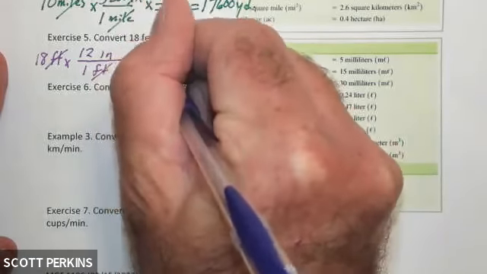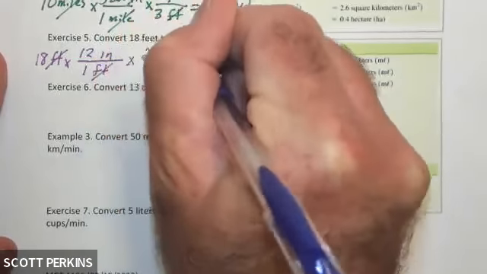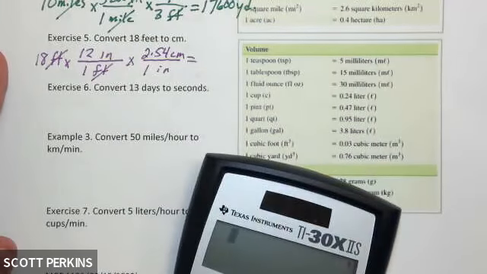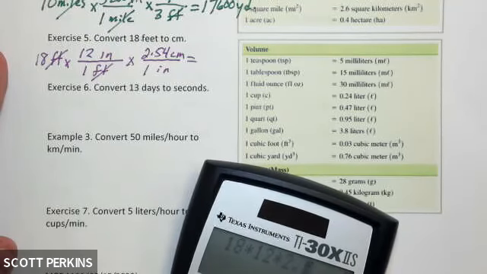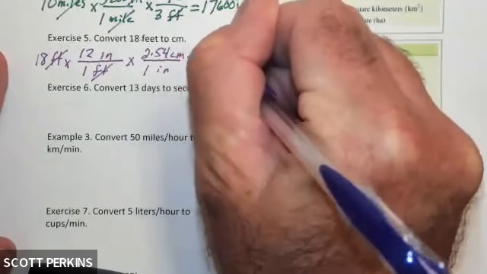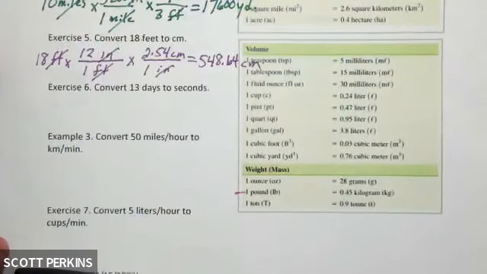So 1 inch is 2.54 centimeters. And here's what we get. When I go to the calculator, I do 18 times 12. Then I'm going to multiply by 2.54. And I end up with 548.64 centimeters. My inches cancel, and there we go.